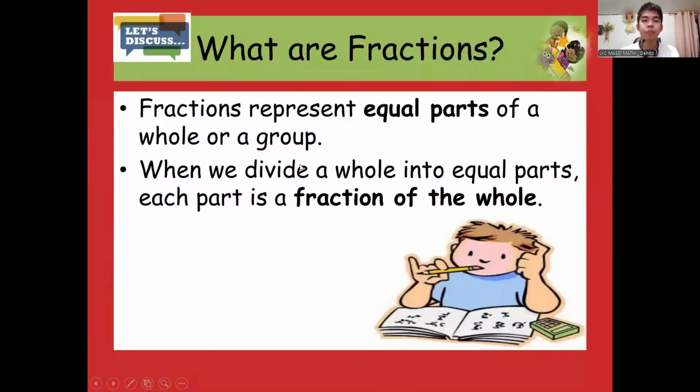Okay, what is a fraction? A fraction represents the equal parts of a whole or a group. For example, you have a cake, and you are going to divide the cake into three pieces. Because there are three of you, each one of you gets one. So 1 out of 3, or 1/3, is your fraction. It represents the equal parts of the whole. When we divide a whole into equal parts, each part is a fraction of the whole.